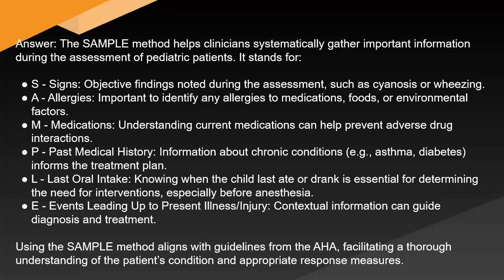P, past medical history: information about chronic conditions, e.g., asthma, diabetes, informs the treatment plan. L, last oral intake: knowing when the child last ate or drank is essential for determining the need for interventions, especially before anesthesia. E, events leading up to the present illness or injury: contextual information can guide diagnosis and treatment. Using the SAMPLE method aligns with guidelines from the AHA, facilitating a thorough understanding of the patient's condition and appropriate response measures.